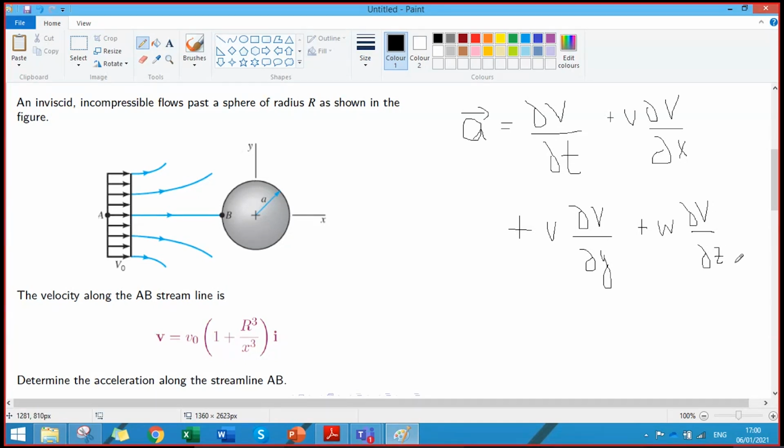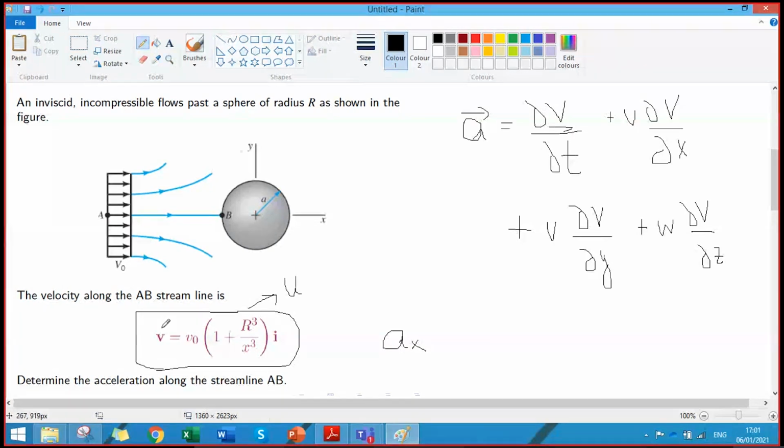If we see the velocity function given to us, this component is only the u component, right? It's a one-dimensional flow. There's only one flow direction, which means we will only have the x component ax of the acceleration. There will be no ay, there will be no az.